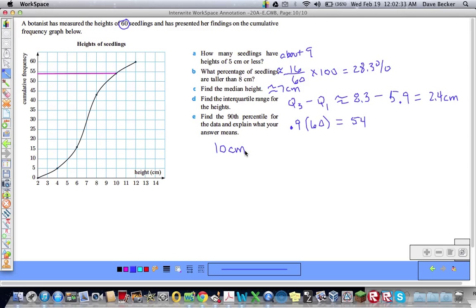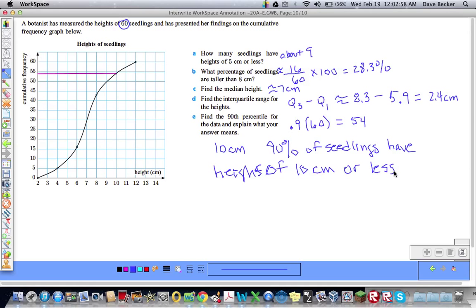And what does that mean? Well, that means that 90% of seedlings have heights of 10 centimeters or less. Sorry about the messy writing, I mean, or less.